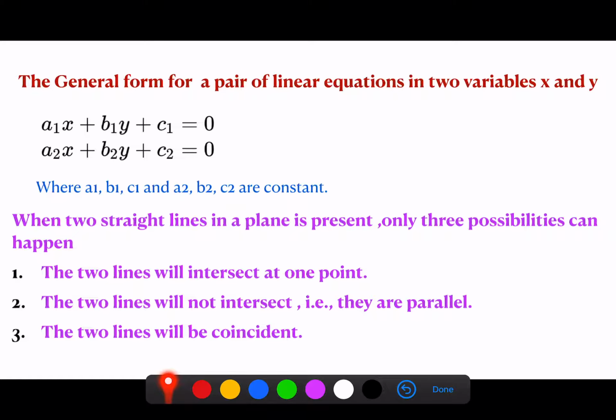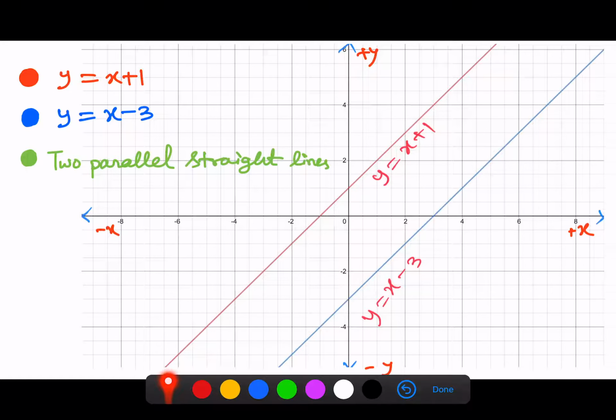Three possibilities can happen. One is the two lines will intersect at one point, or the two lines will not intersect, that is they are parallel, and another one is the two lines will be coincident. Now I am showing you the graphical form here. When two variable linear equations are straight lines, they are parallel and can never intersect each other.